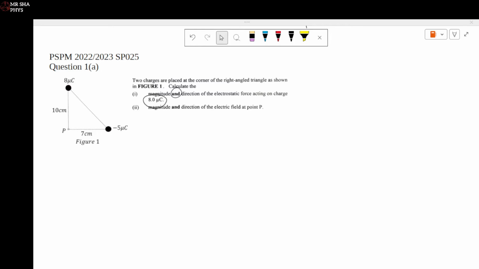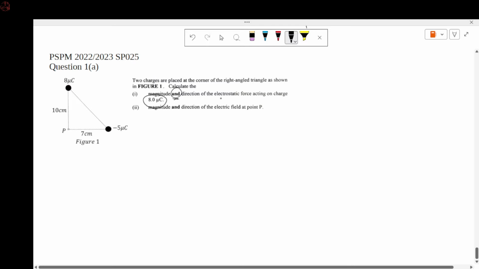Good day, everyone. In this video, I want to talk about question 1A from the 2022-2023 paper for semester 2. Let us go through the question. Two charges are placed at the corners of the right angle triangle as shown in figure 1. Calculate the magnitude and direction of the electrostatic force acting on the 8 microcoulomb charge. So I want to focus on the 8 microcoulomb.